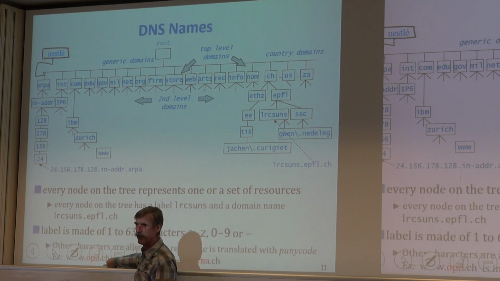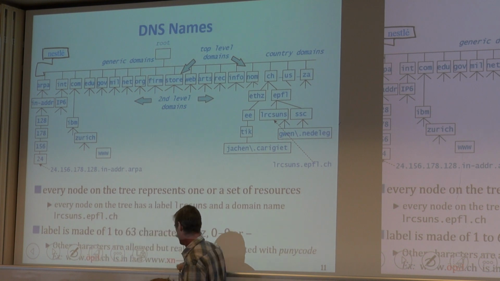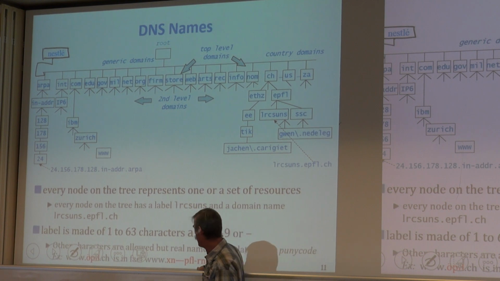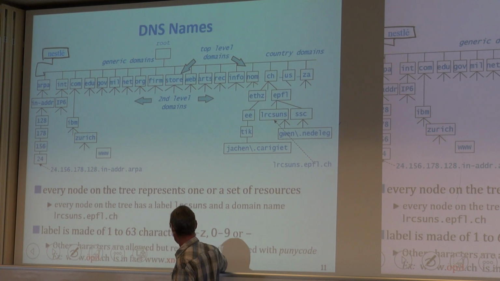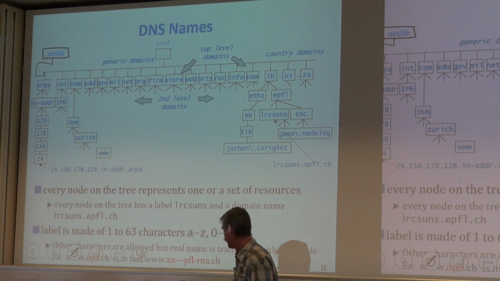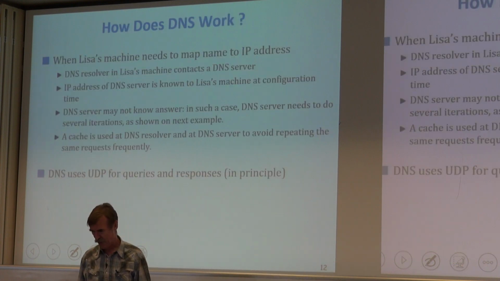So when a DNS client receives a request for something like this, the first thing it will do is translate it into something that will be coded with the classical characters. Now in this specific case, EPFL will be xn-pfl minus rna.ch. So this is how it is used.